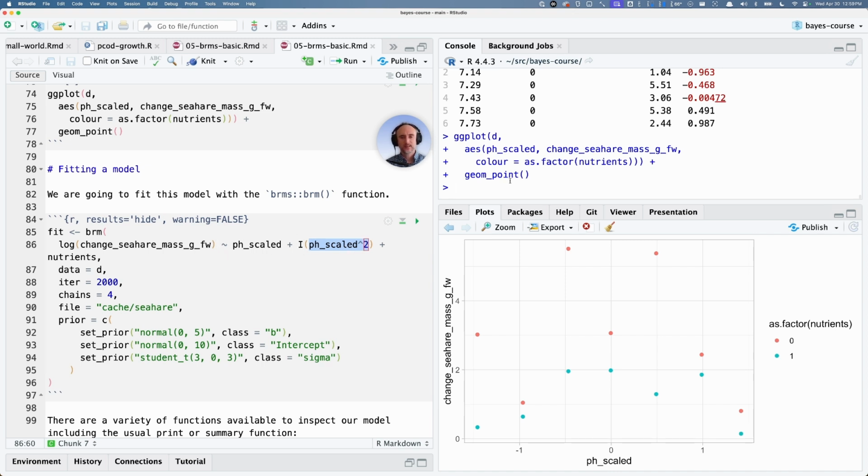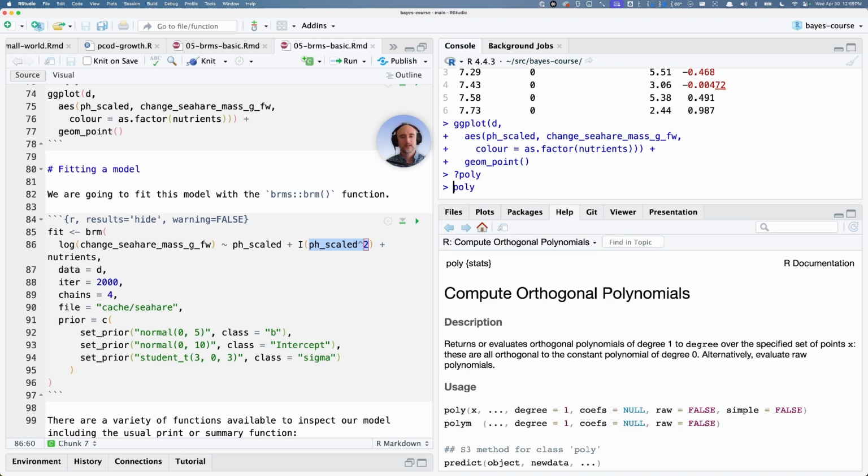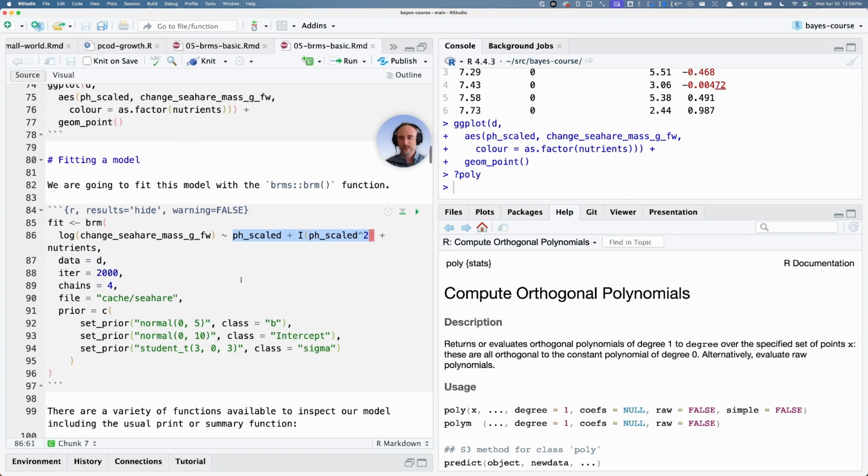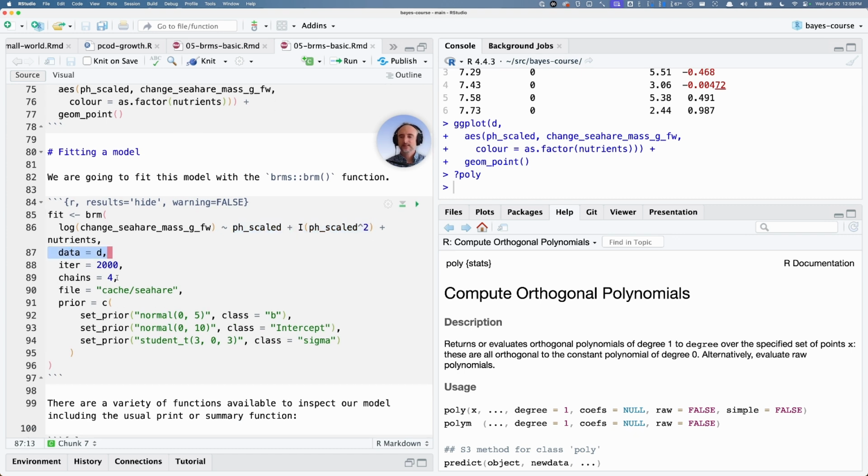And I could have done this similarly with the poly function, particularly poly pH scaled, and then raw equals true wouldn't do any internal scaling again to make them orthogonal. I'm going to write them out like this so it's really explicit what we are doing. I'm going to pass the data to the data argument.